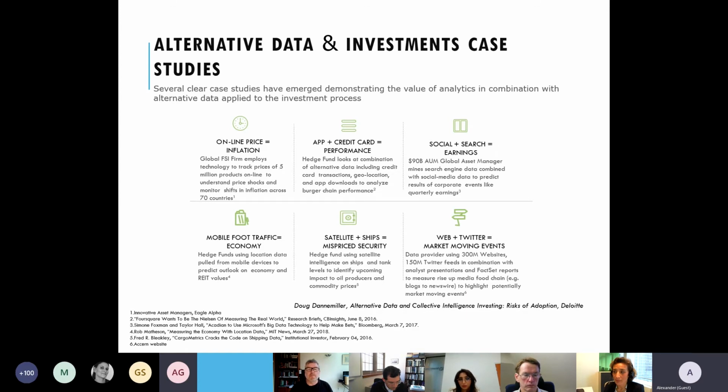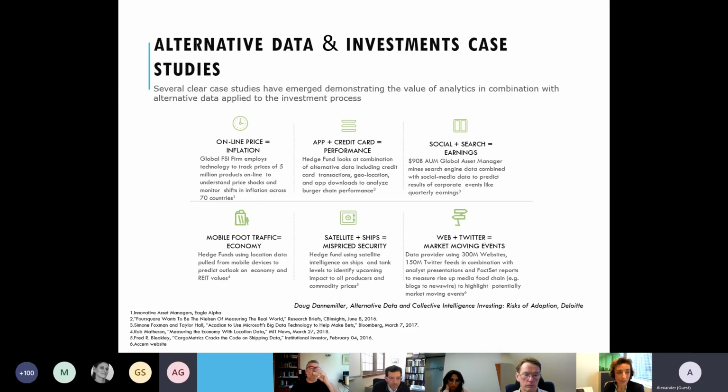Another hedge fund, I give the examples here. You can read the reference. It's a combination of data. So sometimes value lies not just in using one data set, but in using the intersection of different data sets. So this hedge fund uses credit card transactions, geolocation, and app downloads to analyze burger chain performance. This is another example where we can see interaction.